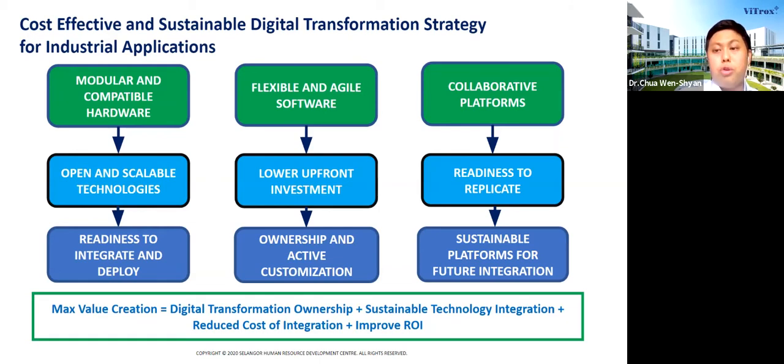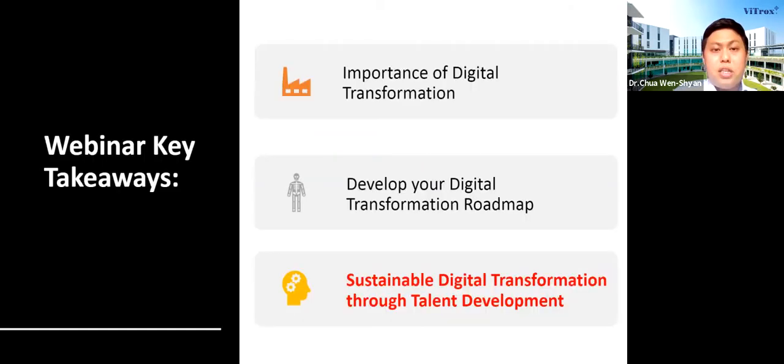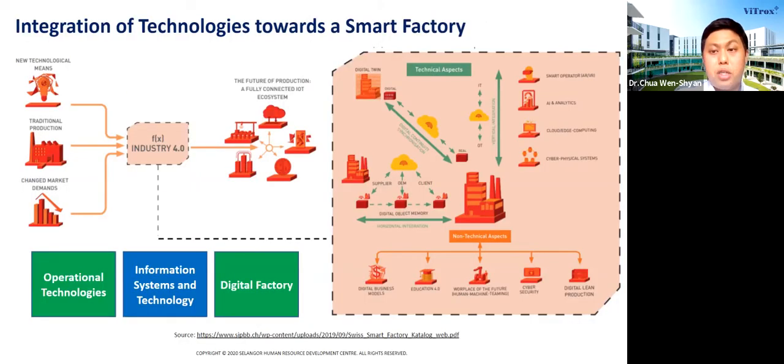So basically, these are some of the key steps to build your digital transformation roadmap. I will quickly go through the concepts of the digital transformation journey. So basically, the overall concept will be talking about integration of technologies towards the smart factory, right? So we talk about the three key areas: operational technology, information system technology, and the digital factory.